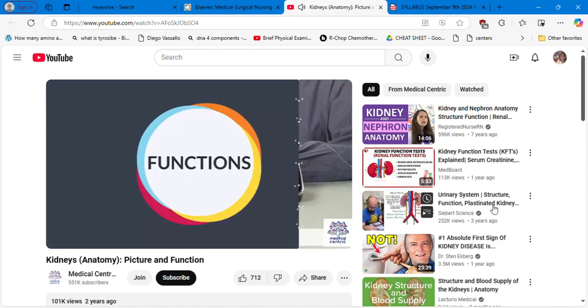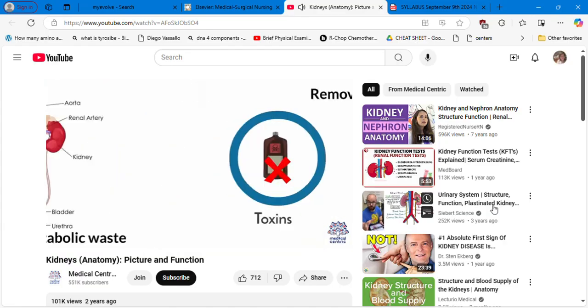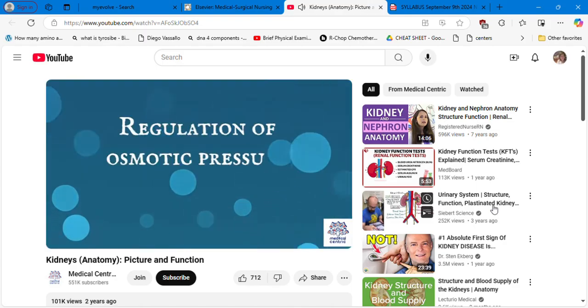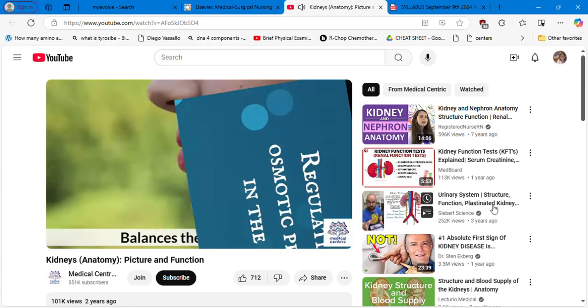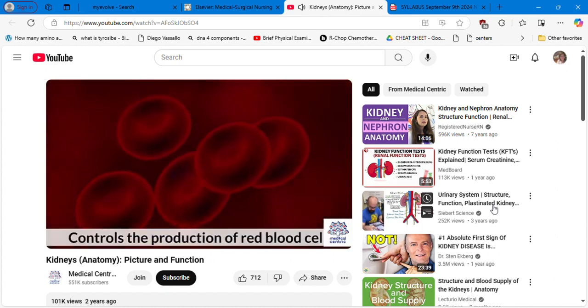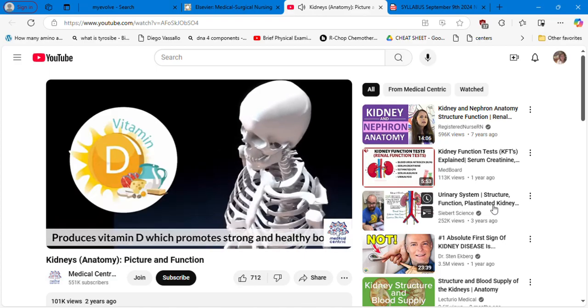Functions. Blood pressure regulation, removal of toxins and drugs, excretion of metabolic waste, regulation of osmotic pressure in the body, balances the body fluids, controls the production of red blood cell, produces vitamin D, which promotes strong and healthy bones.